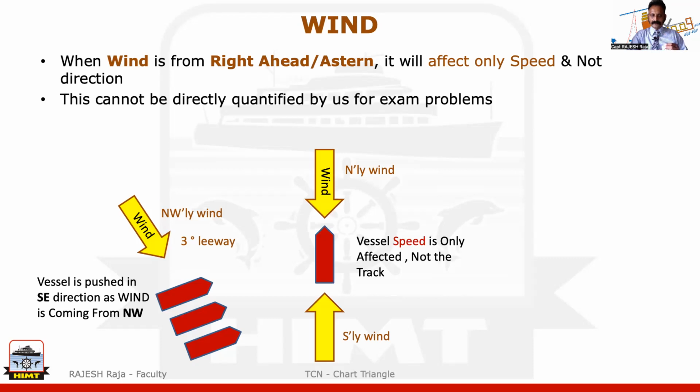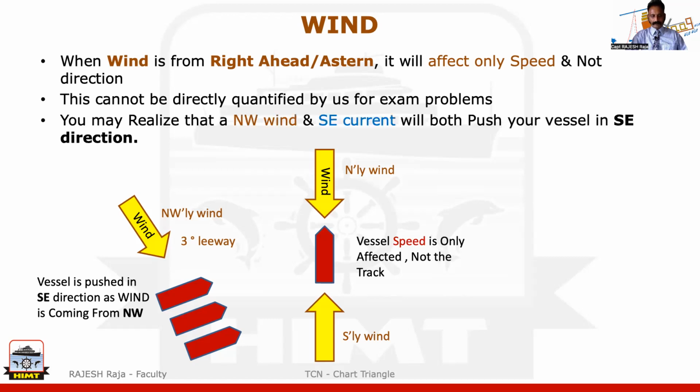And this quantification, please remember, someone has to give me what is the quantity of the change of the speed. Otherwise, we are not going to use it in our exams. So somebody has to quantify. So normally you will see in the MMD exams, wind right ahead, right astern may not come. Why? Because otherwise it has to be quantified. What will be the change of the speed?